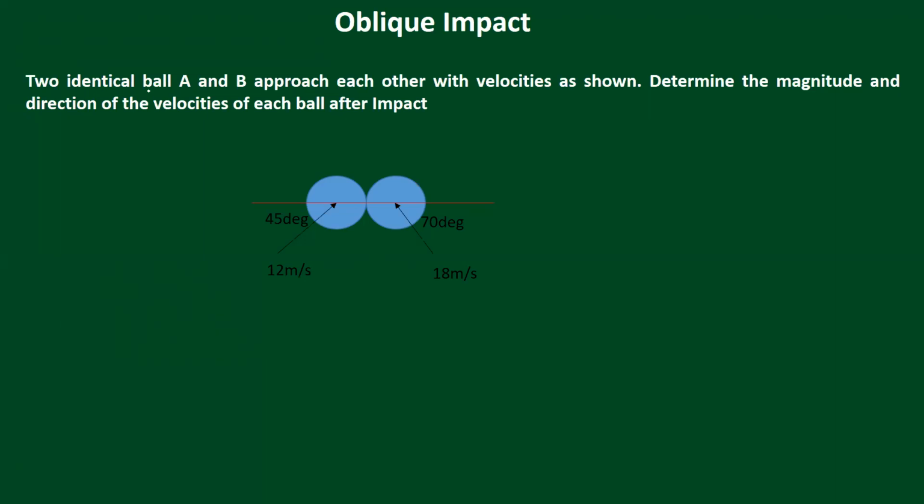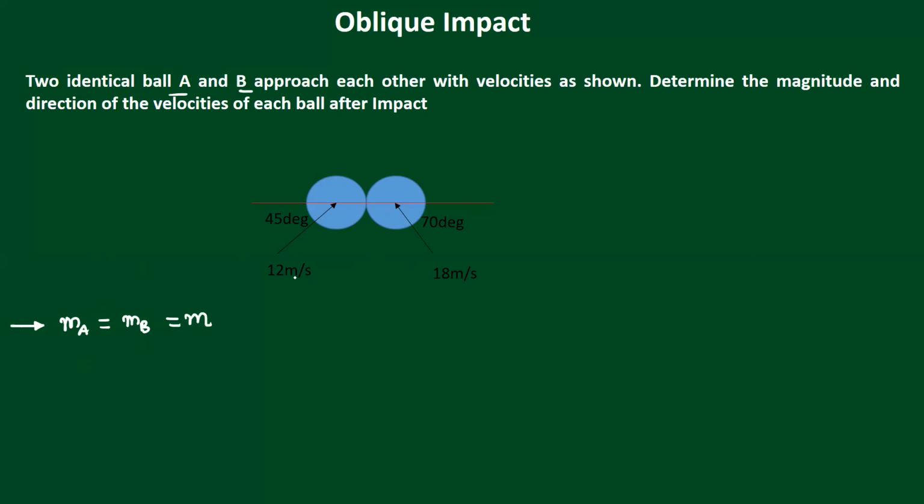In the problem, two identical balls A and B approach each other with the velocities as shown. Determine the magnitude and the direction of the velocities of each ball after the impact. So the diagram is already given in the problem, so we will get the idea about the velocity direction before impact. The mass is not given, but both the spheres have identical masses, so we can take MA equal to MB. Let us assume this as M.